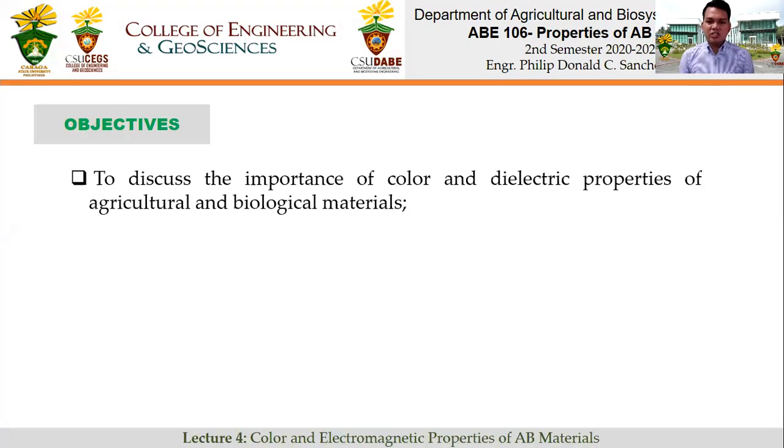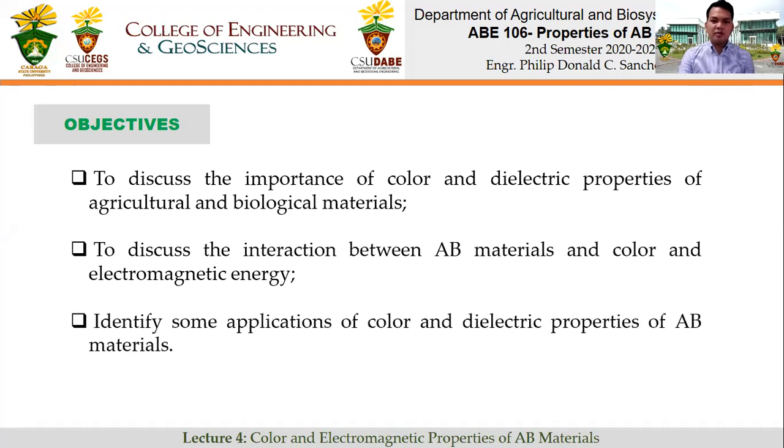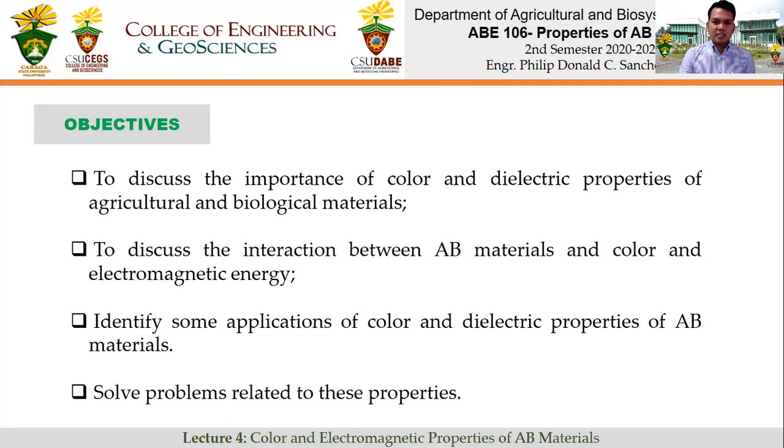The objectives of this lecture: first, to discuss the importance of color and the electric properties of AB materials, as I have mentioned. The second is to discuss the interaction between the AB materials and color and electromagnetic energy, the principles and theory behind color and electromagnetic properties of various products. Then identify some applications of color and dielectric properties of AB materials. Where are they applied? How useful are they? Why do we need to study these properties in food or agricultural processing? We need to discuss this, and then later we will know the importance of color and electromagnetic properties. And we will solve problems related to these properties.